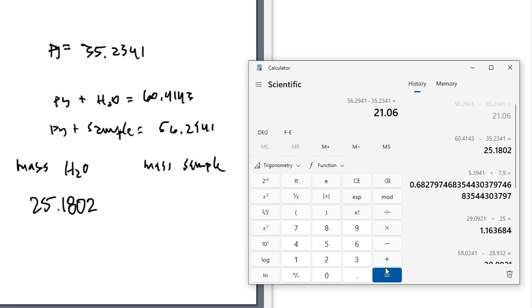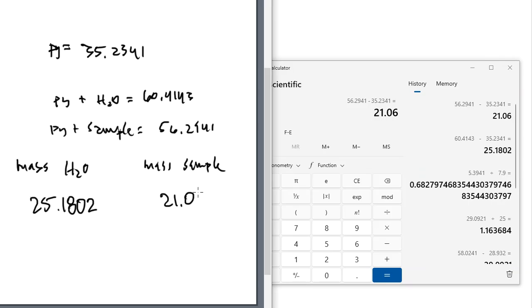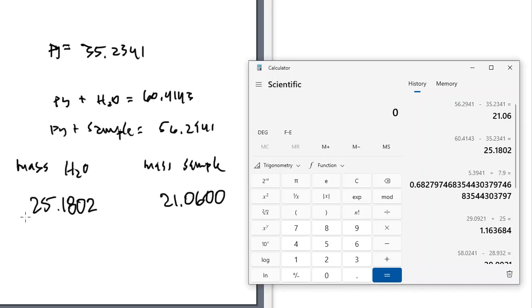0.841. All right, so the mass of the sample is 21.06. And I'm just going to add a few extra zeros. All of our masses have 4 digits after the decimal here, and I did an addition or subtraction problem. So I probably want to match that, and I want to keep those 4 digits after the decimal. If you don't, it doesn't affect your calculations. But just being me, I'm going to keep them. All right, so now I've got the mass of the water, and now I have the mass of the sample.